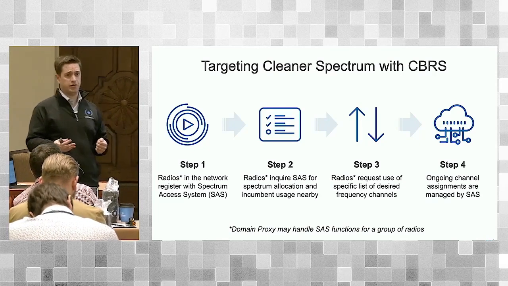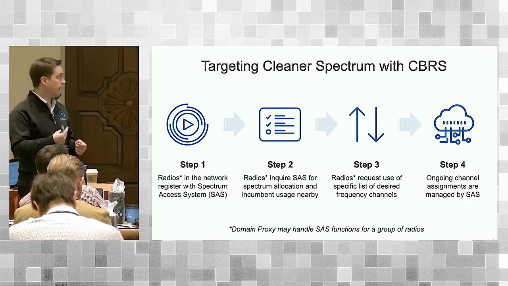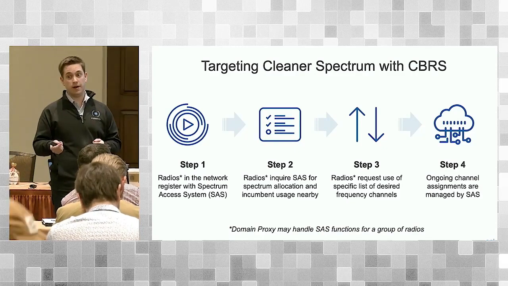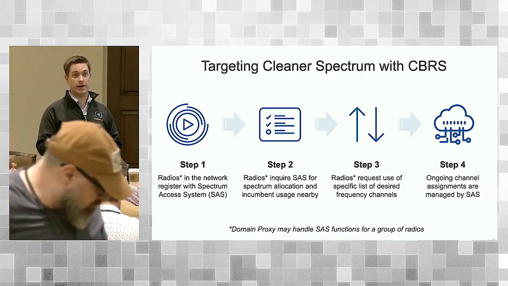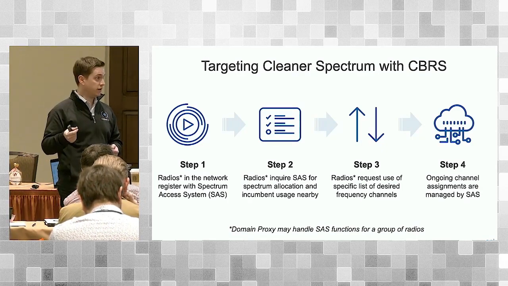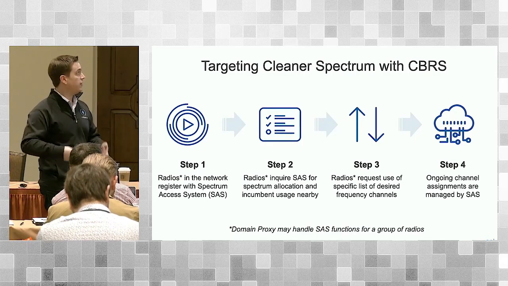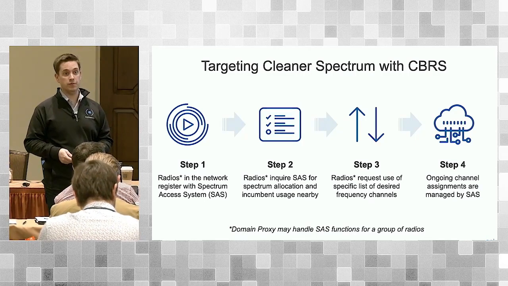Then you have a grant process. So through the grant process, the radio or the domain proxy picks a very specific channel that it wants a radio to operate on. I go out and I do a grant request for that channel, and the SAS can either approve or deny that request. And then you can start operating on that channel if it was approved.